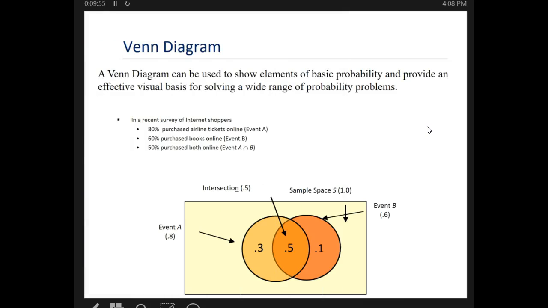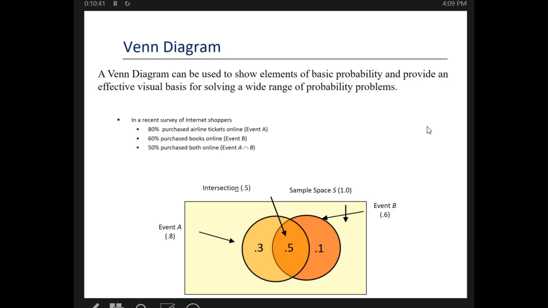The Venn diagram, we talked a little bit about that on the first slide. Remember, the total yellow represents 1.0. That includes the circles. In this particular case, we've got internet shoppers. They purchase airline tickets. 80% of them did. That's event A. 0.3 plus 0.5 equals the 0.8. 60% of them bought books online. The 50% plus the 10%. And then 50% purchased both.